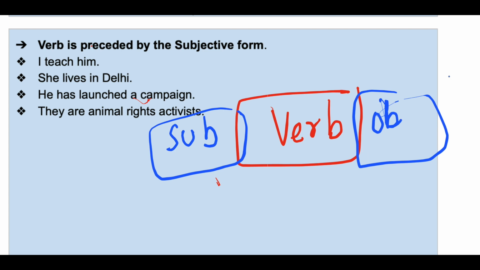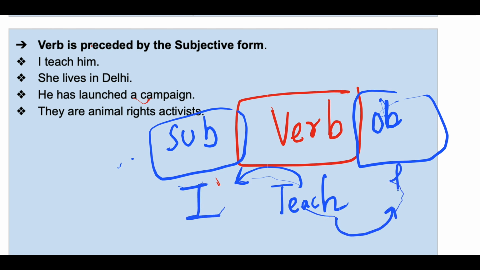So let's understand this one. I teach him. So what is the verb? The verb is teach. Okay. Before verb comes subjective case I. After verb comes objective case him. The subjective case of him is he, but you cannot use he over here because after verb always objective case and before verb always subjective case.